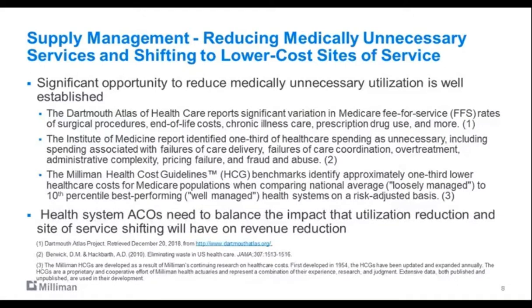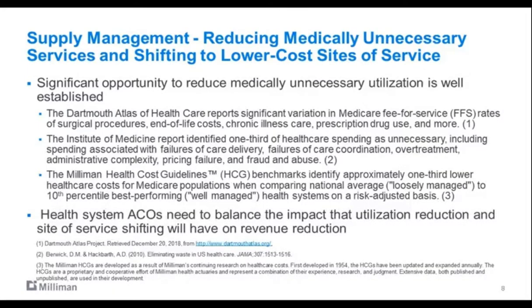Milliman has what we call our Milliman Health Cost Guideline benchmarks, well and loosely managed, some of you may have heard of, and we identify approximately 1/3 lower costs for Medicare and commercial populations that are efficiently managed, or performing at the 10th percentile best performing. And again, that is based on empirical claims data. So that variation in cost and utilization is very well established, and that's why people are going after reducing medically unnecessary services.